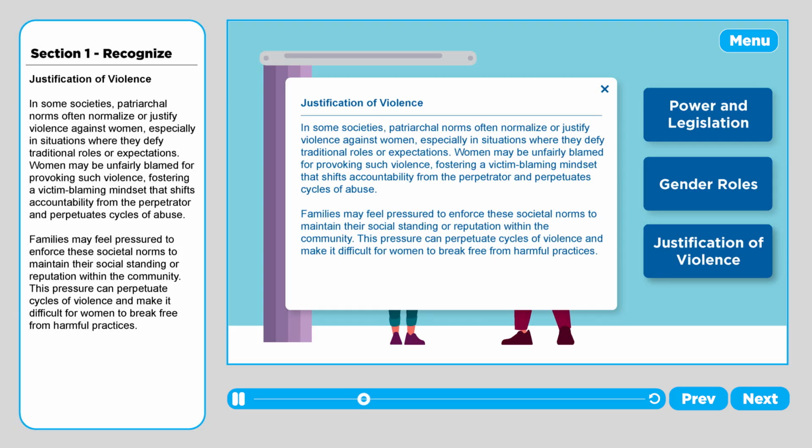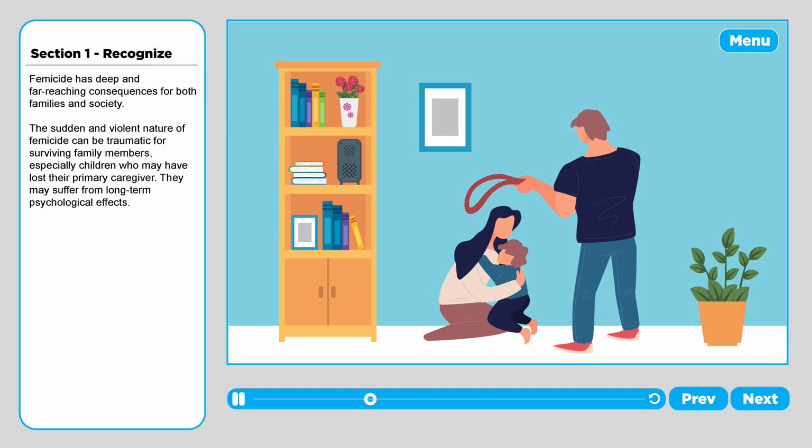Women may be unfairly blamed for provoking such violence, fostering a victim-blaming mindset that shifts accountability from the perpetrator and perpetuates cycles of abuse. Families may feel pressured to enforce these societal norms to maintain their social standing or reputation within the community. This pressure can perpetuate cycles of violence and make it difficult for women to break free from harmful practices.